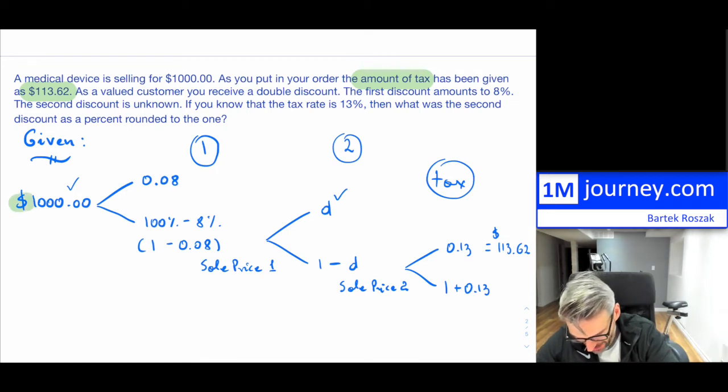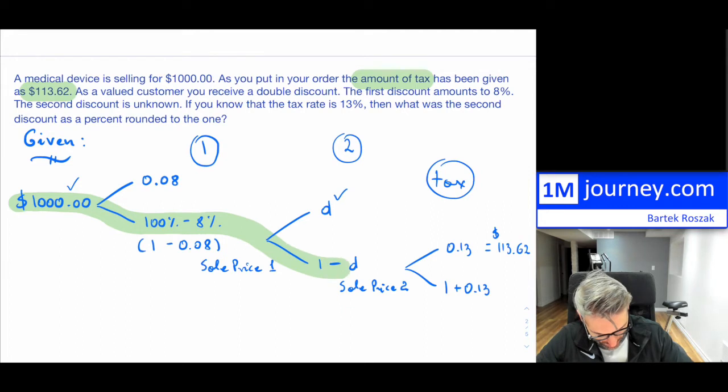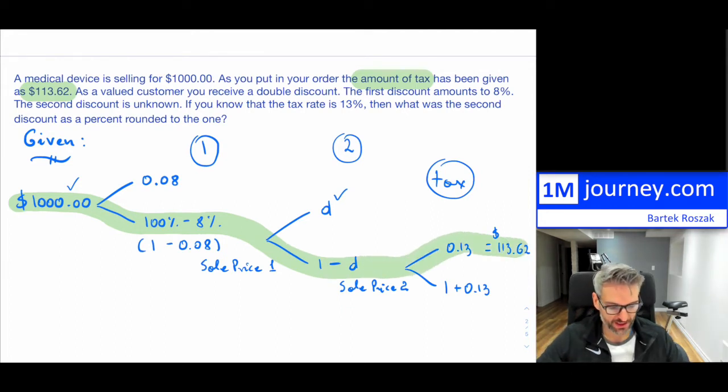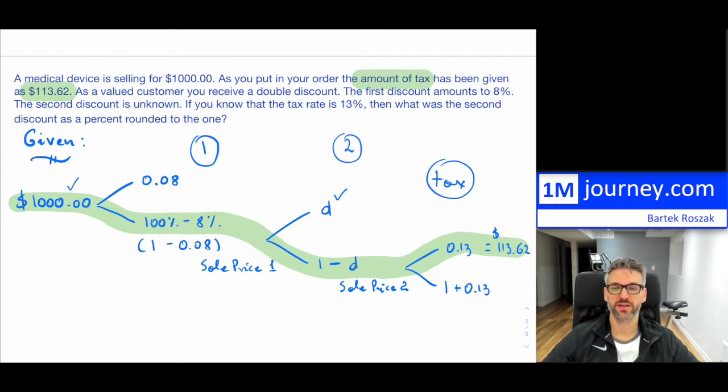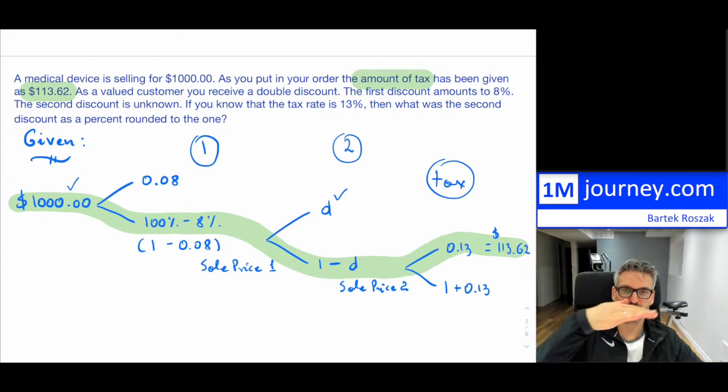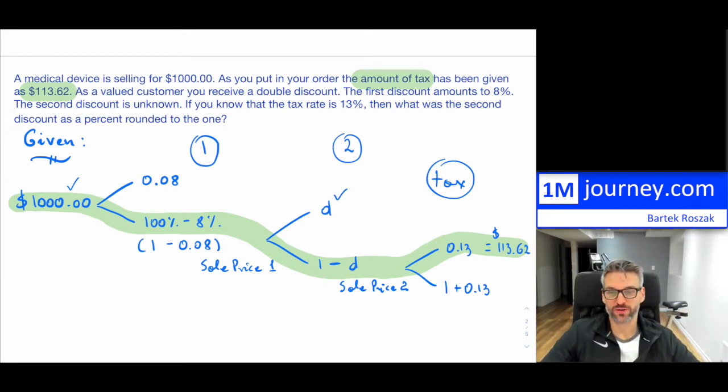So you can draw a path from the beginning. Okay, so this would have been your first discount, this would have been your second discount, and now they're giving me what the amount of tax was. And once you draw this path for yourself, what you are going to be doing, because this is really nothing else but just a proportion type of problem where you're just scaling things down.